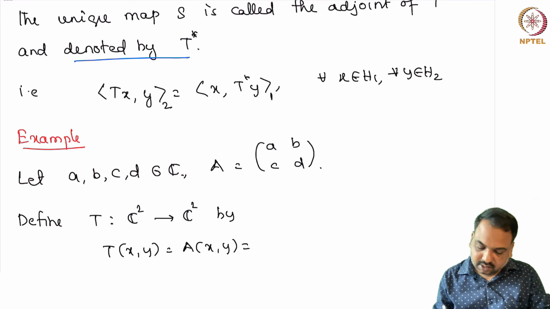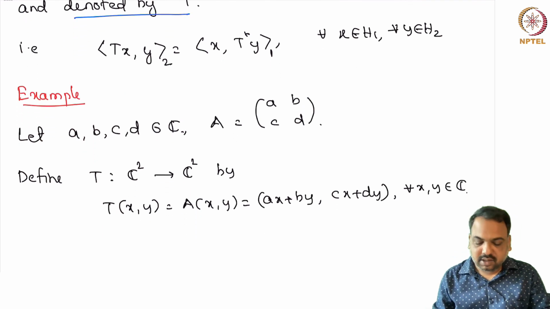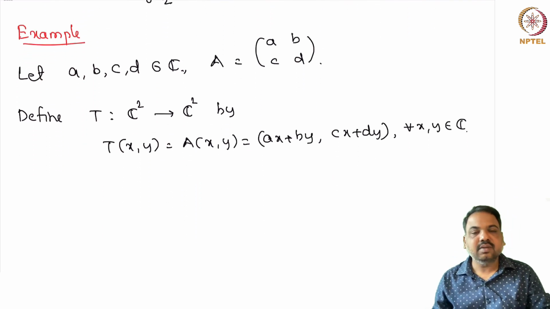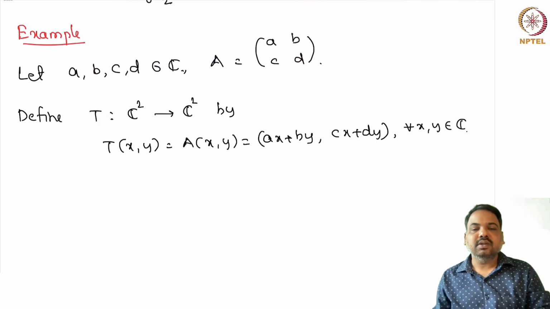This is nothing but (ax plus by, cx plus dy). This is for every (x, y) in C2. Now let us try to find T star and see whether we can connect this with the adjoint of a matrix.